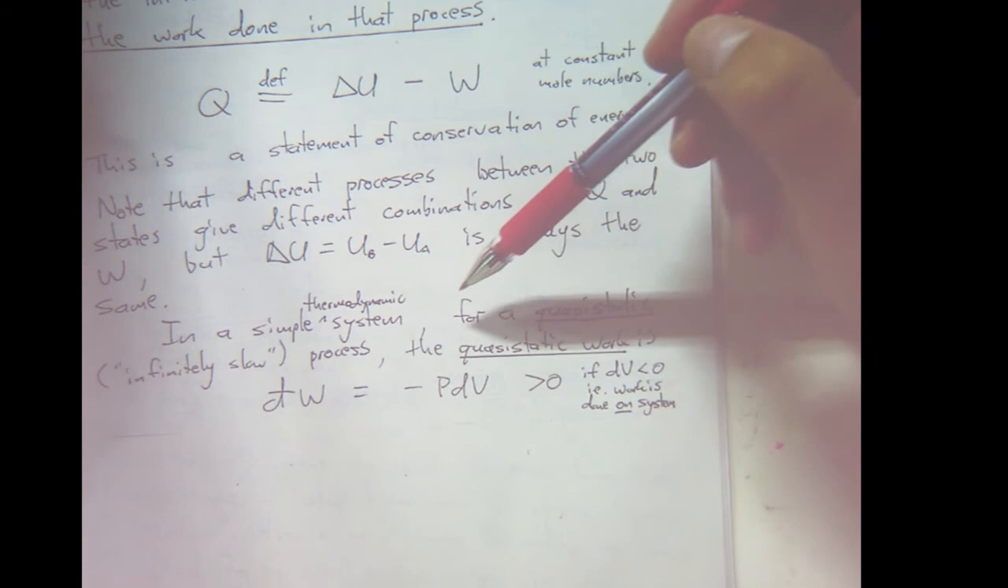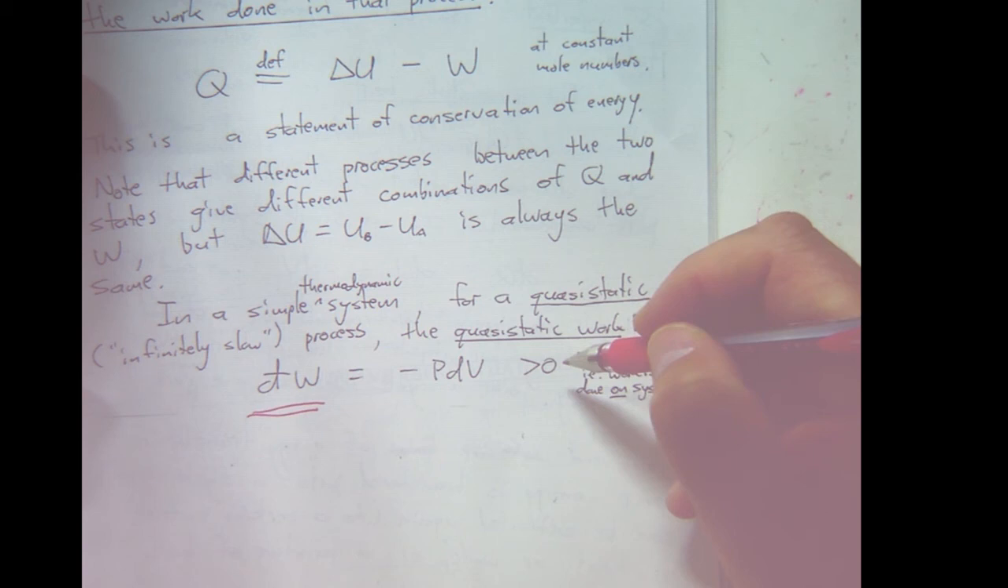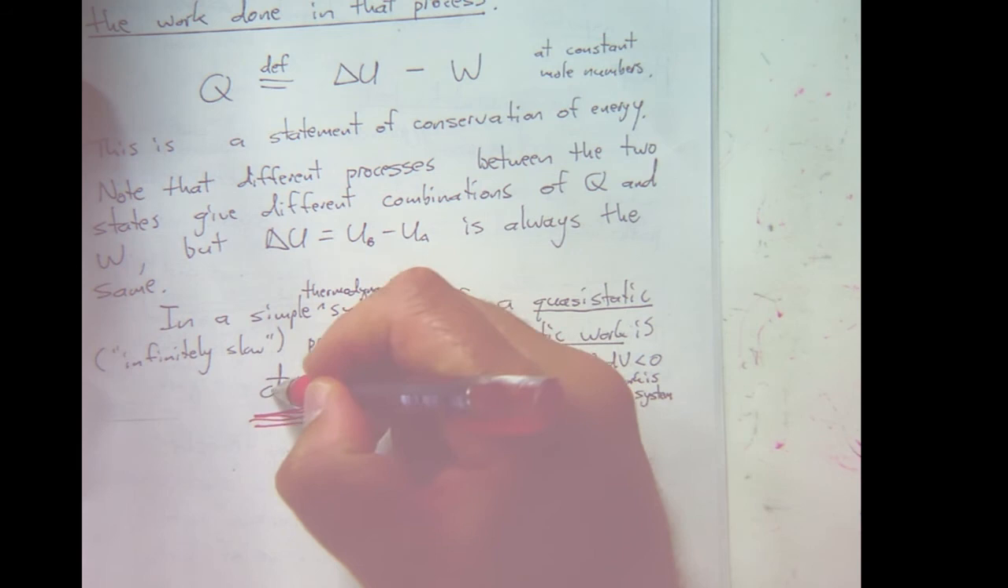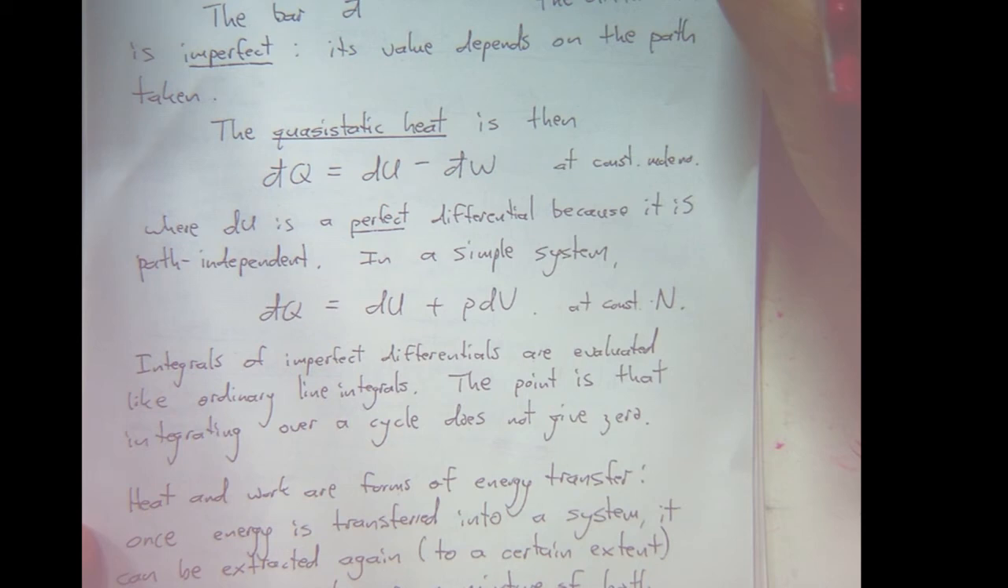In a quasi-static process, in a simple thermodynamic system, the quasi-static work dW is minus PdV, and it's greater than zero if the change in volume is less than zero. If the change in volume is negative, then the infinitesimal work done is positive. This d has a line through it, which I'll explain in lecture 3. It's called an inexact differential. Okay, you can read that page for yourself.